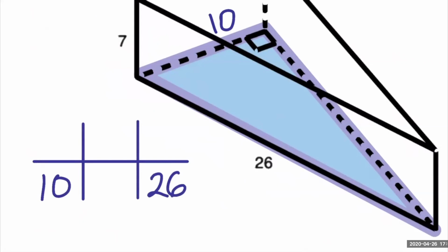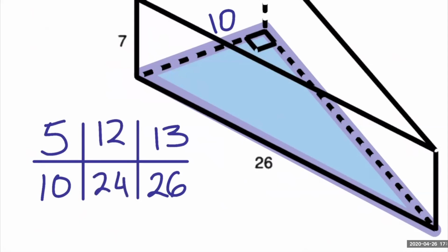I've got a 10 and a 26, and both of those will divide by 2. And if I were to do that, that would give me 5 and 13. And I know my triples. I know that third side is a multiple of 12. So accounting for the scale factor of 2, we know that our missing side is 24. Shablam.